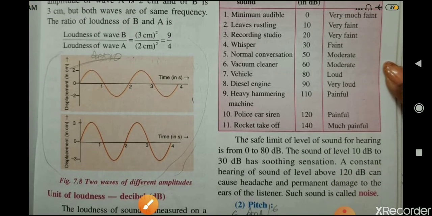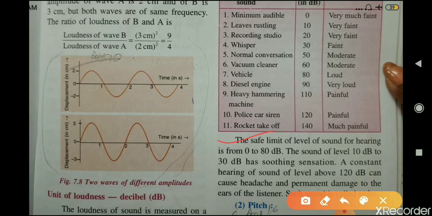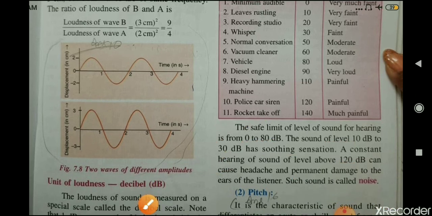Now, the safe limit of level of sound for hearing is from 0 to 80 decibels. The sound level of 10 decibels to 30 decibels has a soothing sensation. Constant hearing of sound level above 120 decibels can cause headache and permanent damage to the ears of the listener, and such sound is called noise.